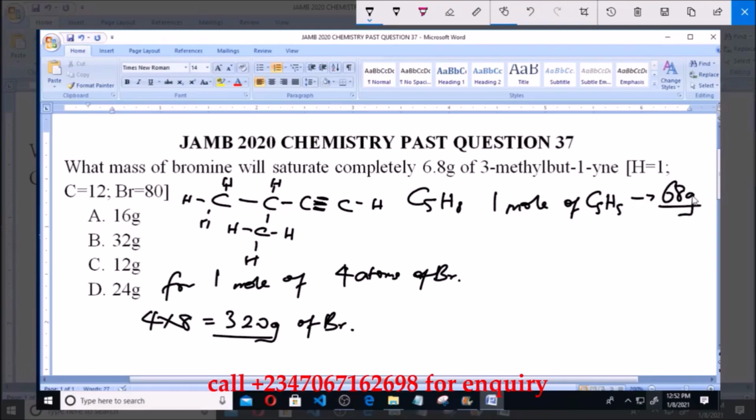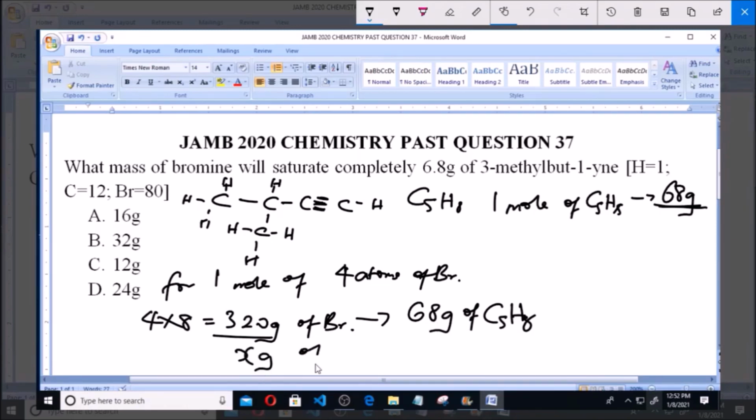Now this 68 grams is gotten by the calculation, that is 5 multiplied by 12, which is the mass of carbon, and that will give us 60, then plus 8 multiplied by 1, 8 here, and that's the number of hydrogen atoms, multiplied by 1, which is the molar mass of hydrogen, and that gives us 8. So 8 plus 60 gives us 68 grams. So for 1 mole of 3-methyl butanol ion, we have 68 grams. So that means 320 grams of bromine will be required to saturate 68 grams of 3-methyl butanol ion.